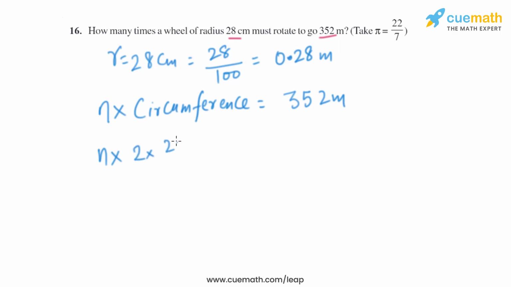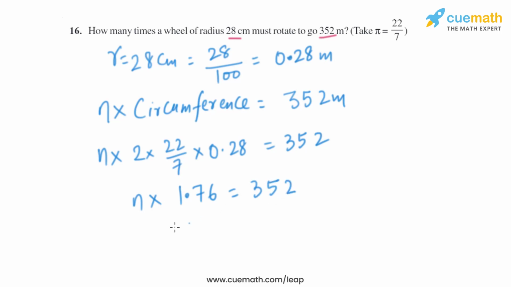Circumference is 2 into 22 by 7 into 0.28, so n times this equals 352. On solving, we get n into 1.76 equals 352. So the value of n we will get from here is 352 divided by 1.76, which is the same as 200. So the wheel will rotate 200 times to cover a distance of 352 meter.